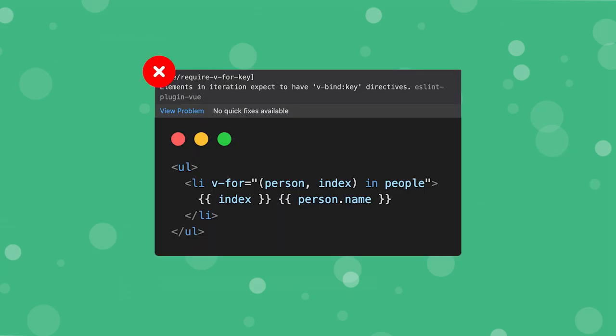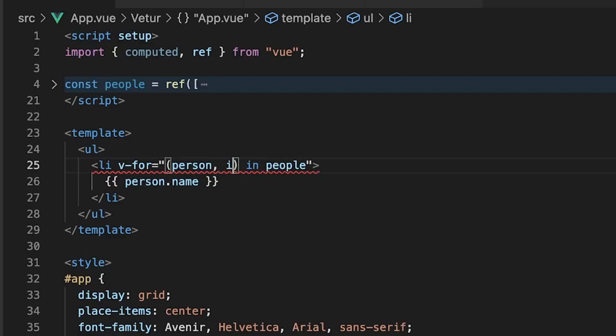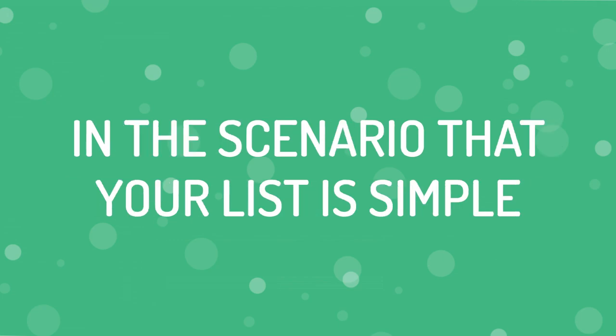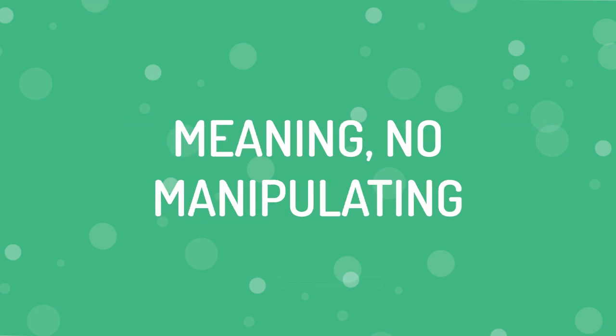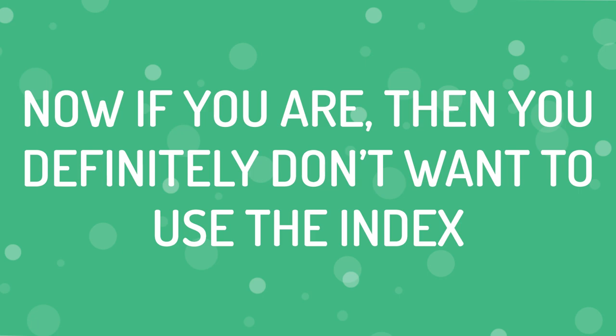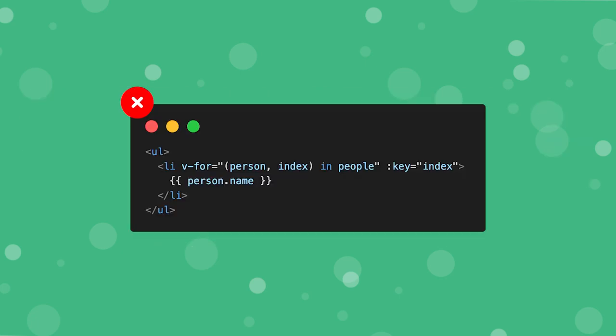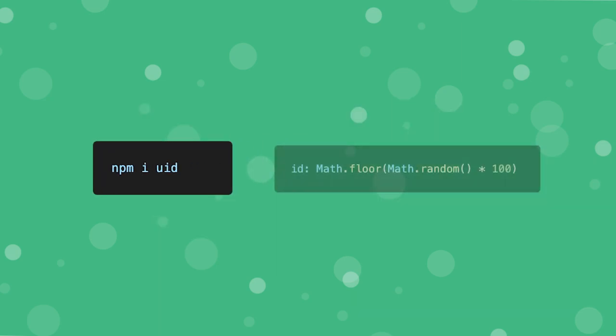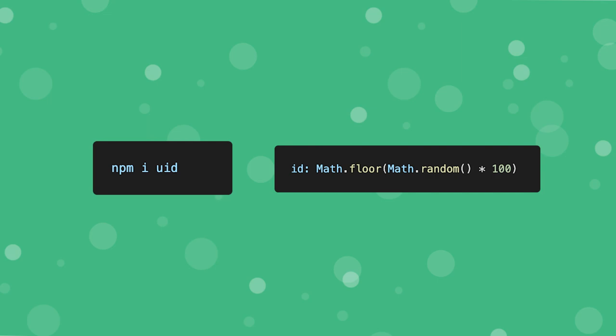Now, as you know, if you don't define a key attribute within your v-for loop, you'll probably end up getting an ESLint error. So a very common solution that I see many people doing, even myself, is an easy way to get around that is to add the index to your v-for loop and then use that for your key attribute. Now, sometimes this is perfectly okay to do in the scenario that the list that you're going to be iterating through is simple, meaning that you're not going to be doing any manipulation to it. Now, if you are, then you definitely don't want to use the index for your key attribute, as you may see some undesired behavior, and you may want to use a package like uid, or you can even create your own unique ID by using some of the Math methods.